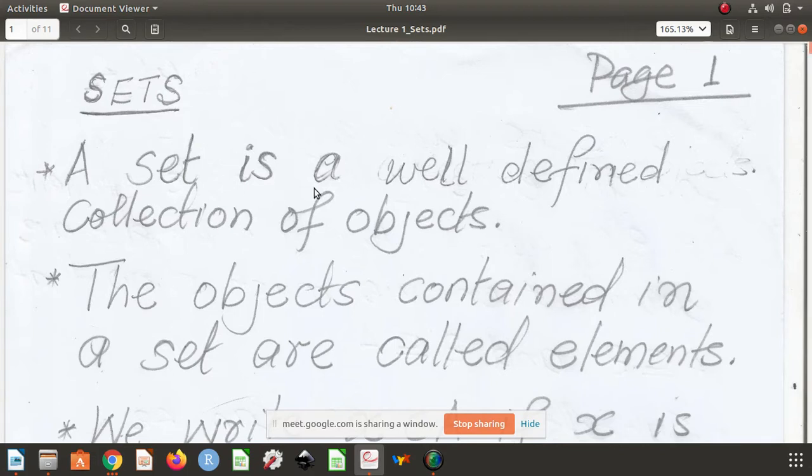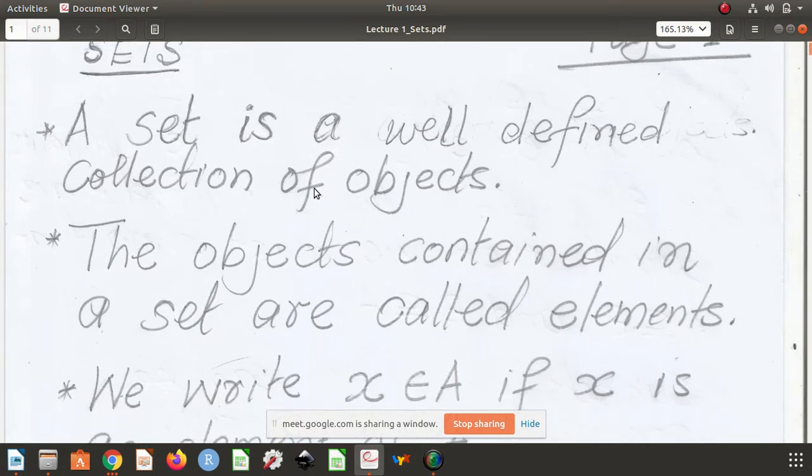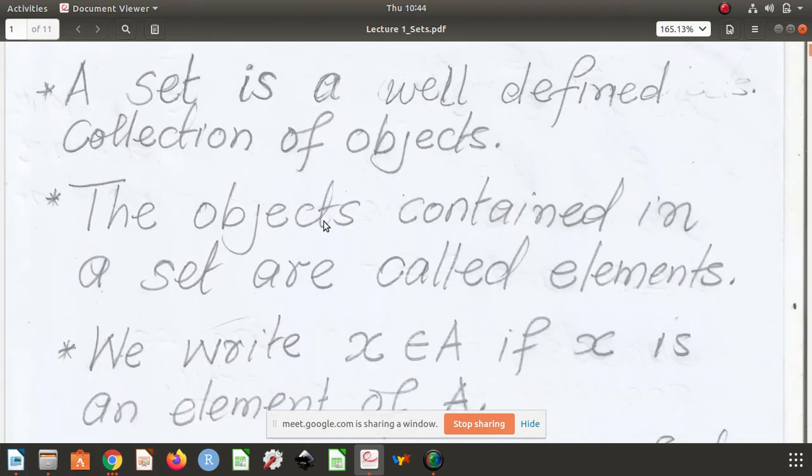So basically a set is a well-defined collection of objects. Well-defined simply means this: by looking at an object, I should be able to quickly state whether the object belongs or does not belong to a set. So that's what well-defined means. There should be no confusion. If I look at anything, I should be able to tell whether it belongs to the set or it does not belong to the set. If there's confusion, then that may not qualify as a set.